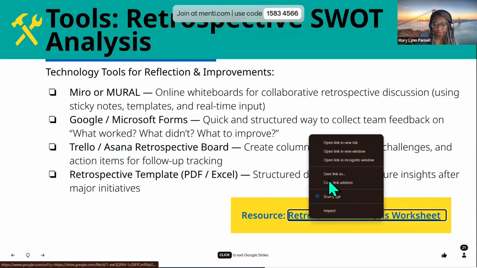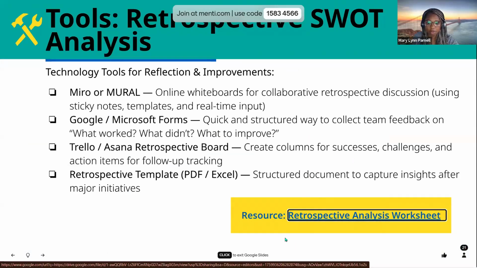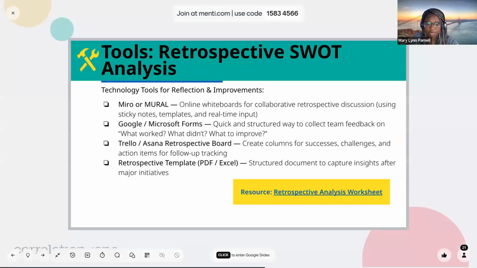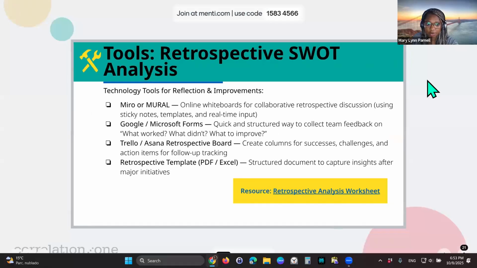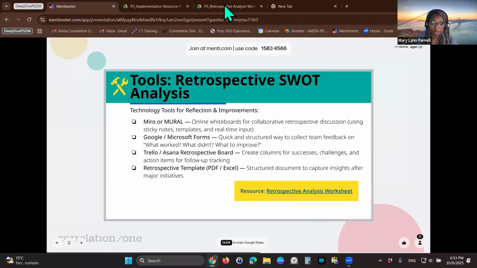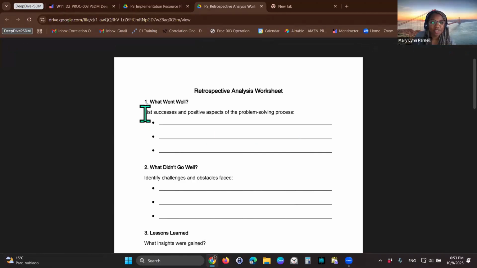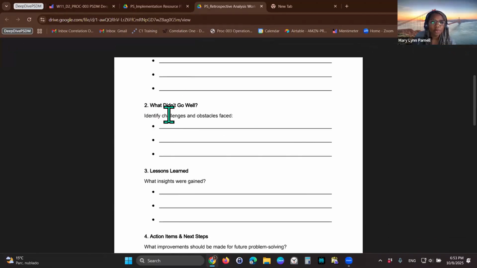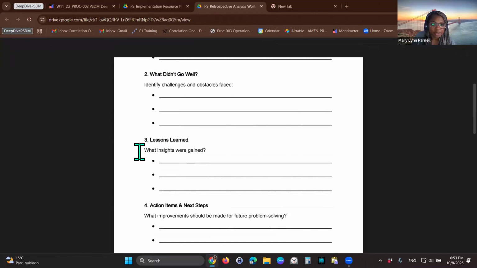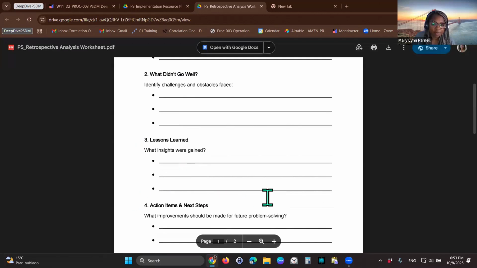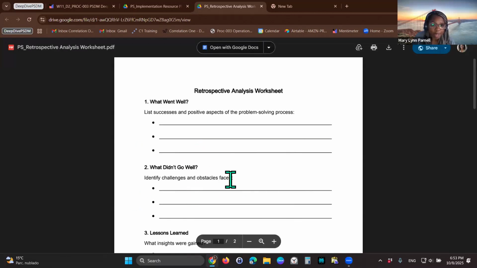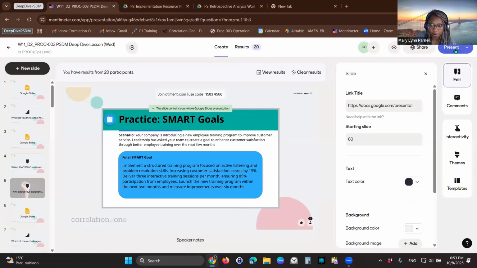All right, the retrospective, we're going to open that in a new tab. And then I'm going to exit. And here we go. Here's a retrospective analysis worksheet where you could ask the questions: what went well, what didn't go well, what were the lessons learned, and what are the action items? So it's a systematic way just to look back, listing successes, positive aspects of the problem solving process.